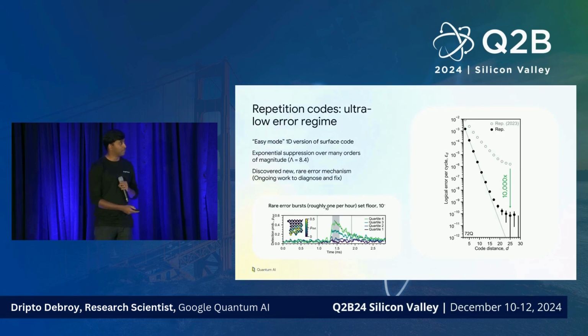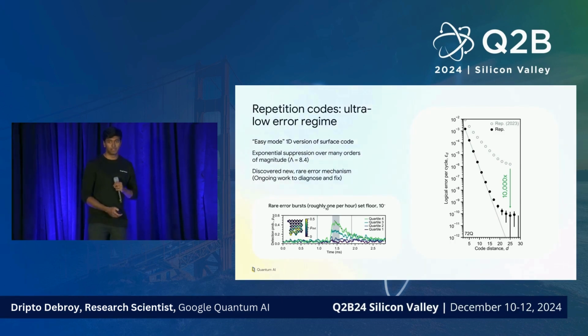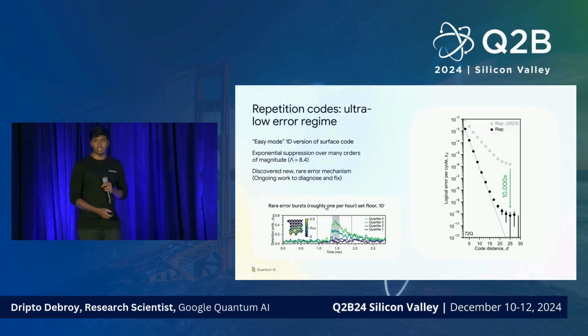But at the 10 to the minus 10 level, now you have to take an enormous number of shots to even see these error mechanisms. And that gives you a sense of the rare events that we now need to be able to understand well to do error correction at the next era that we're going into.